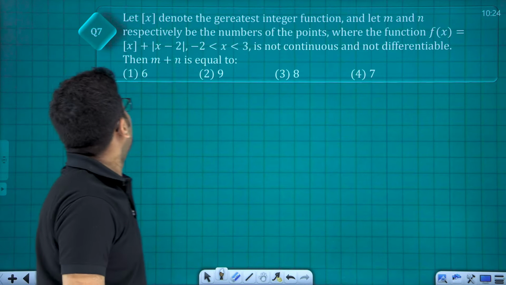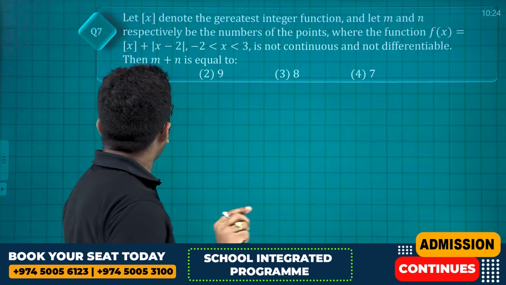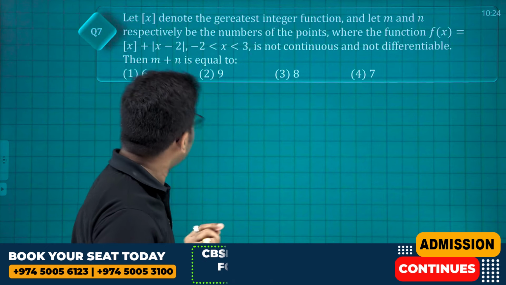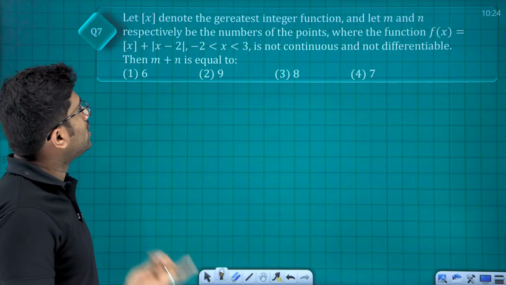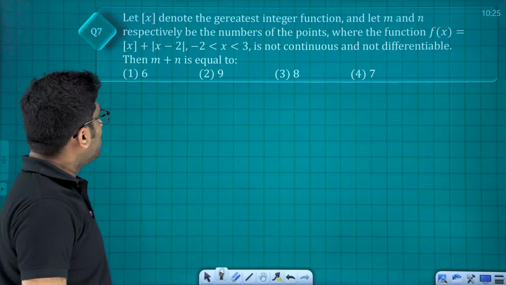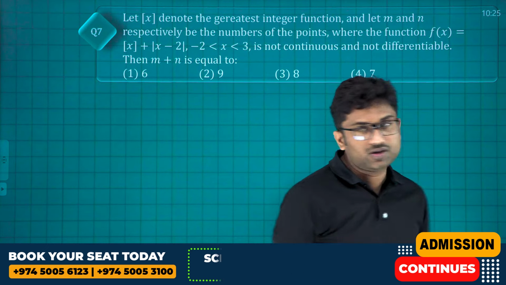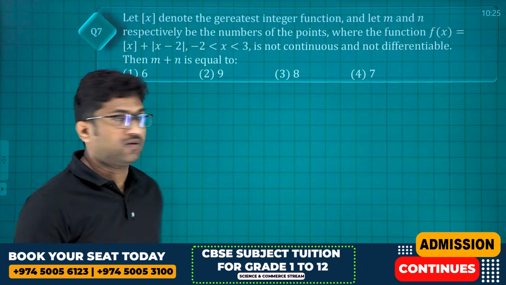Next question. Let step x denote the greatest integer function and let m and n respectively be the numbers of the points where the function f of x is equal to step x plus mod x minus 2 is not continuous and not differentiable. Acha. So it is not continuous at m points and not differentiable at n points. Then what is the value of m plus n? First we define what is our f of x, friends.